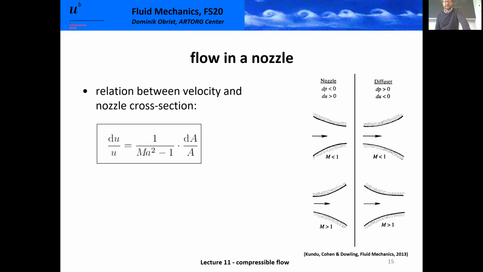A converging nozzle in subsonic flow will lead to increasing velocity, and vice versa for a diverging nozzle. That's subsonic flow, very intuitive. The bottom row is the case for supersonic flows. There, a nozzle that is diverging will make the flow go faster. So if we have a supersonic flow and we're diverging, it will go even more supersonic than before.